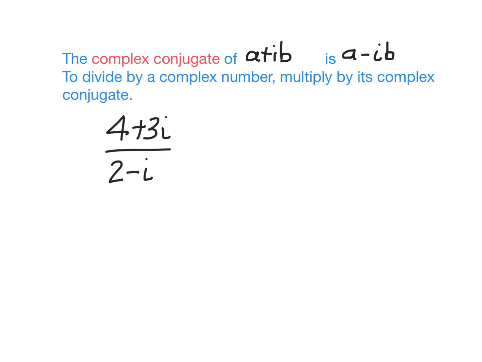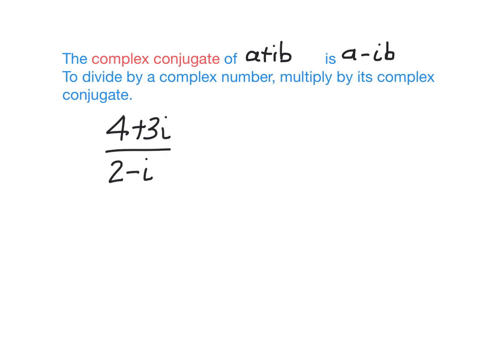In order to divide one complex number by another, we need to know about the complex conjugate. So the complex conjugate of a plus ib is a minus ib. It's like the same thing, same values of a and b, but a different sign between them. So to divide by a complex number, we multiply by its complex conjugate. Doing something like this is very, very tough.